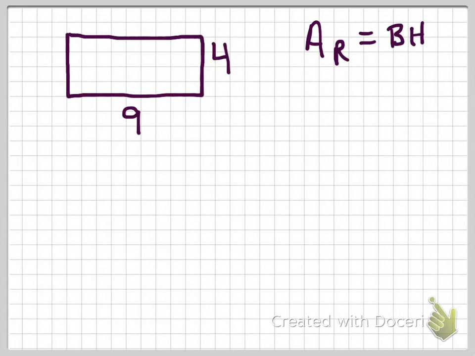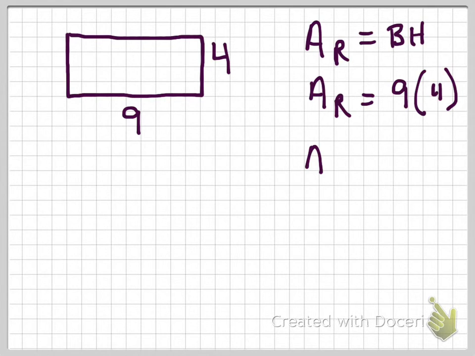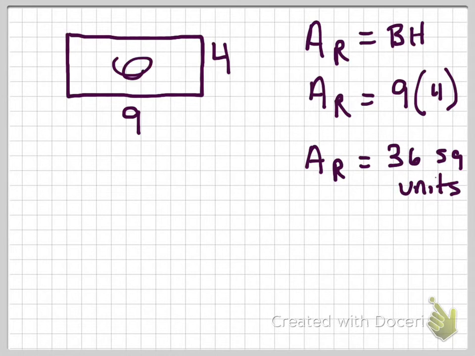And so I can do my substitution step. The area of this rectangle would be equal to 9 times 4. And then do my calculation. And it would be 36. But the units are important here, so I'm just going to say that it's going to be 36 square units. And if you weren't sure, you could actually go in here and count all those units up, and I promise you that you would get 36. All right, let's do another one.